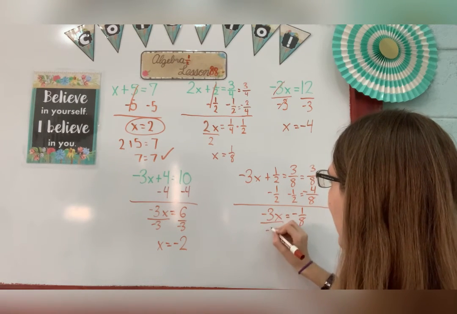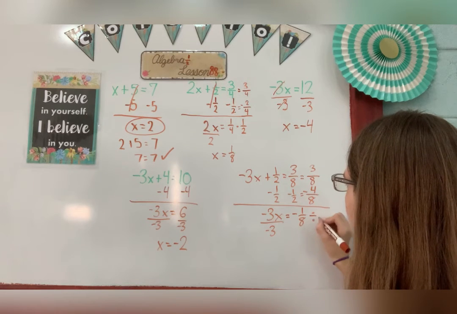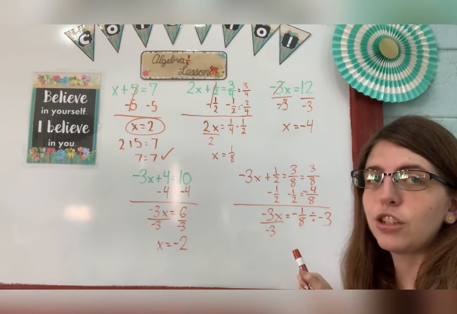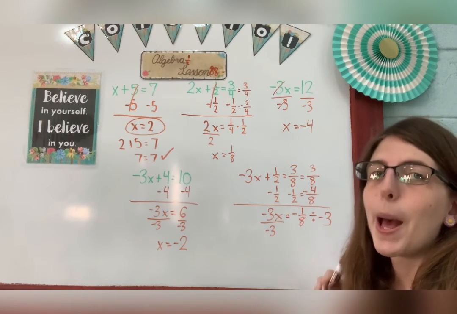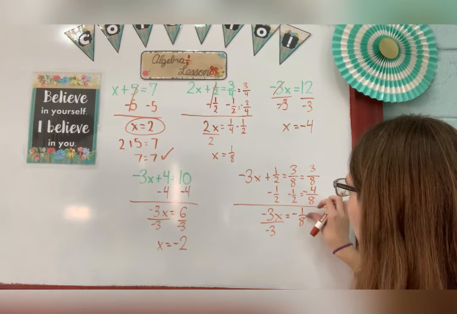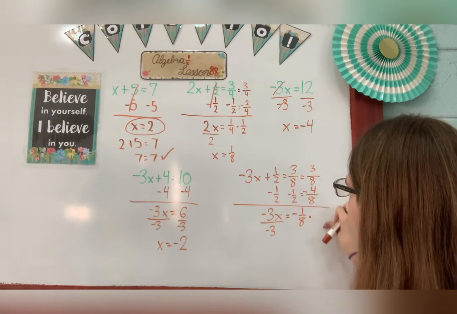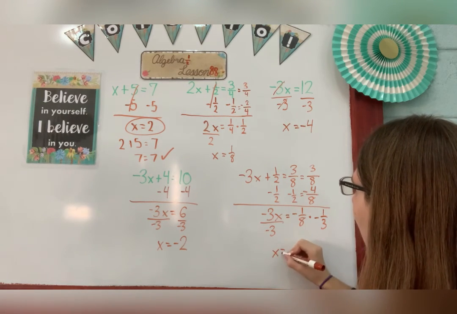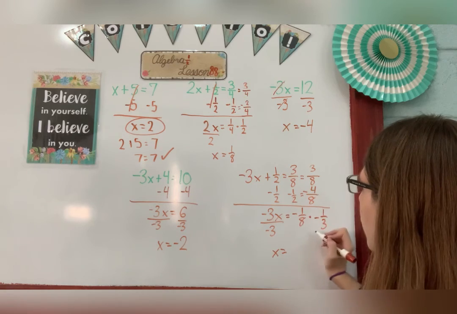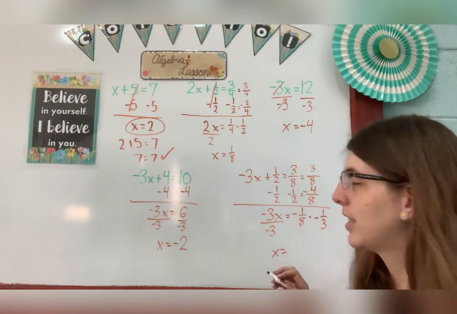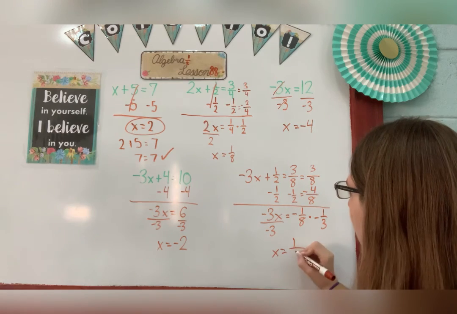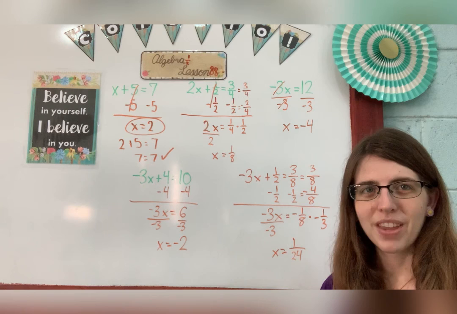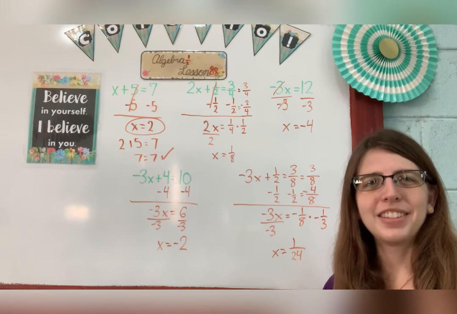Now I divide both sides by a negative 3. Since I have a fraction involved, that means I need to do what to divide? Multiply by the reciprocal. So I multiply, not by negative 3, but by negative 1/3. So I'm left with x equals, well, 2 negatives. When I multiply 2 negatives, I get a positive answer. 1 times 1 is 1, and 8 times 3 is 24. So x equals 1/24.